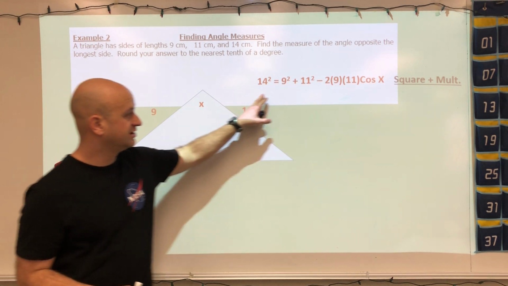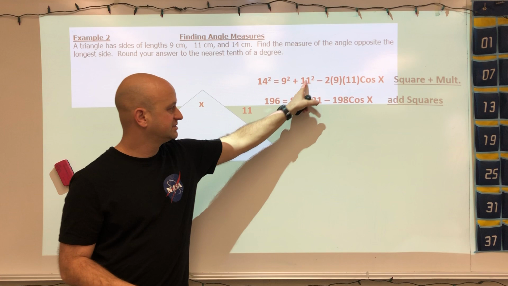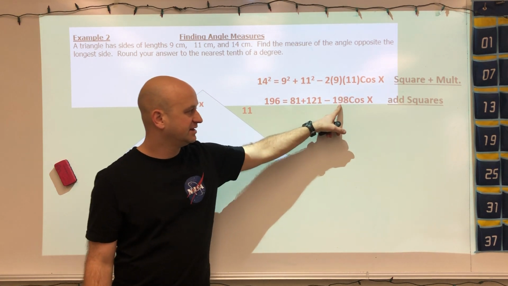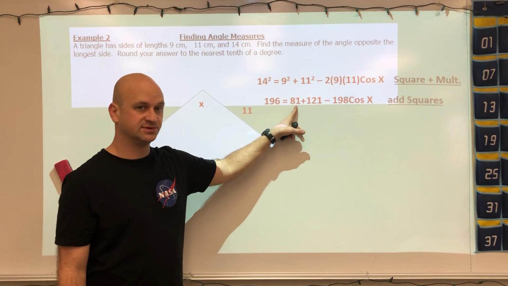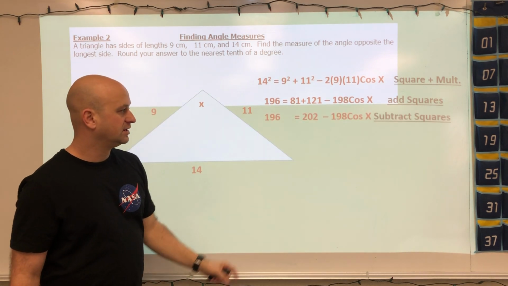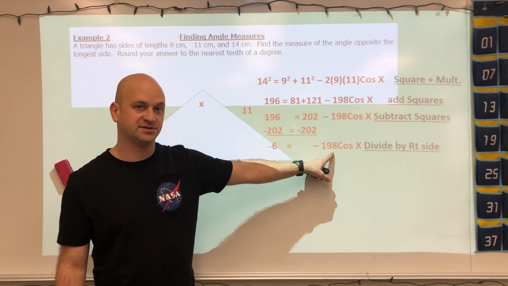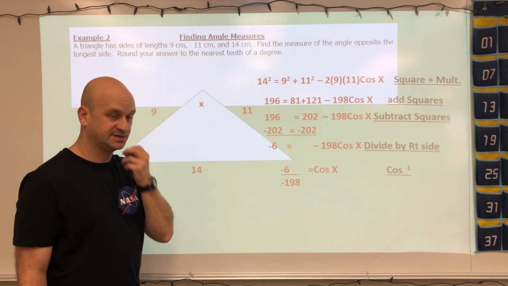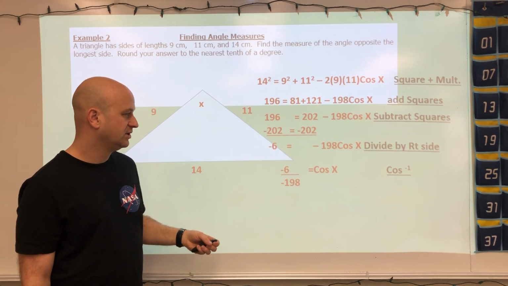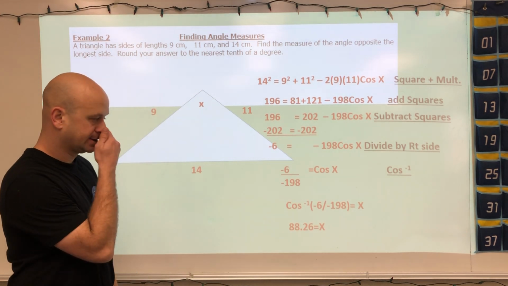So we're going to square everything and we're going to multiply these three numbers. When we square these three numbers and multiply that, this is what we get. Okay, now we're going to add the two squares, which are these two, and then we'll subtract the squares, and then we're going to divide by the coefficient of the cosine, in this case, which is that, and then do cosine inverse, okay? And then we would end up with a value of 88.26, okay?